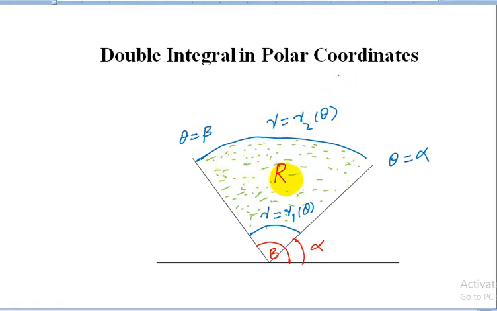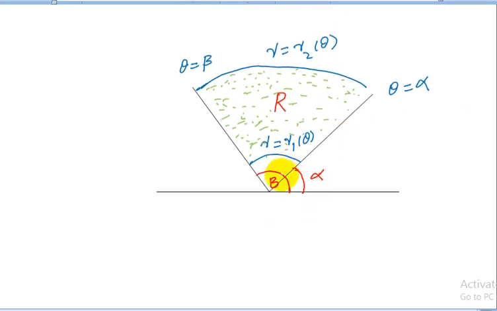The region shown in this figure is a polar region as it is bounded by two rays, theta equal to alpha and theta equal to beta, and by two curves, r equal to r1 of theta and r equal to r2 of theta. Here r1 and r2 are two polar curves. So the shaded region as shown in the figure is the polar region.